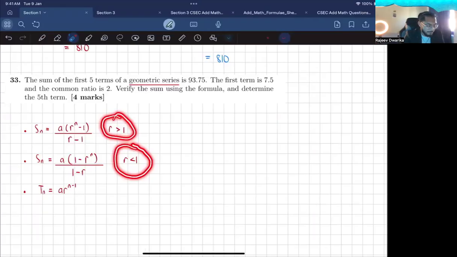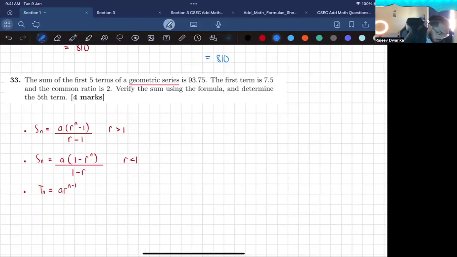The ratio. Right, but what is R? What was R given to be? 2. Cool. So we're definitely going to use this one. And Amy, do we have all the other pieces of information we would need? Yeah. Right, so A is equal to 7.5. R is equal to 2. And S of 5 is equal to 93.75.